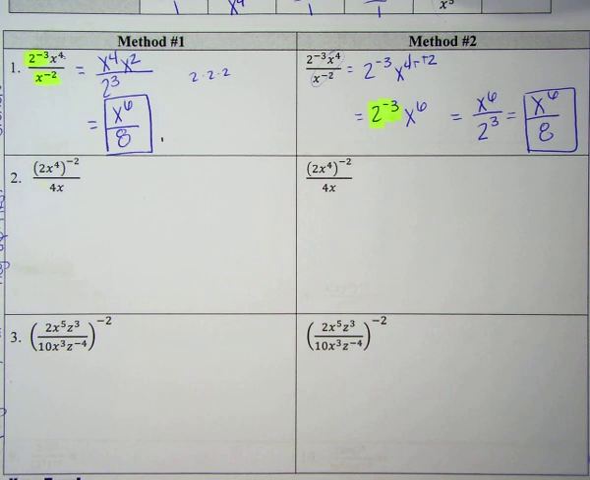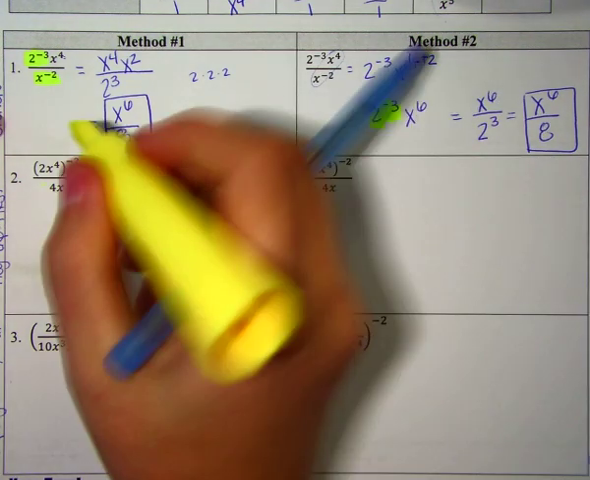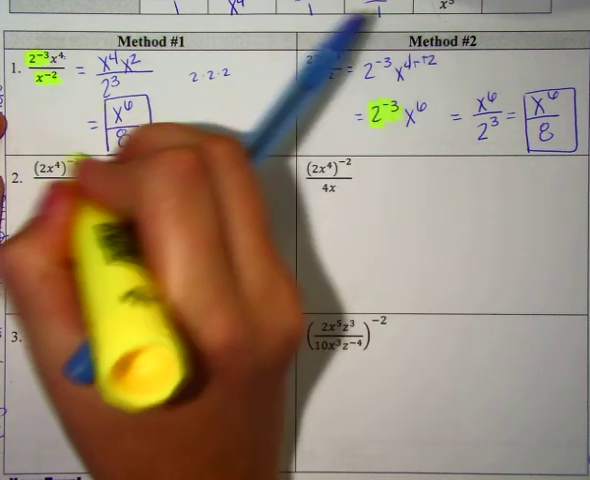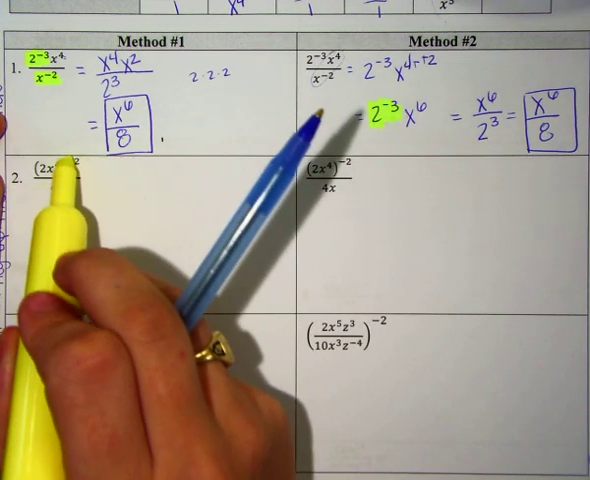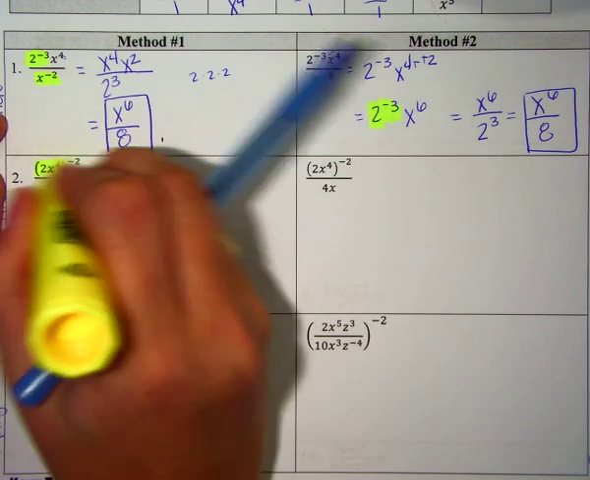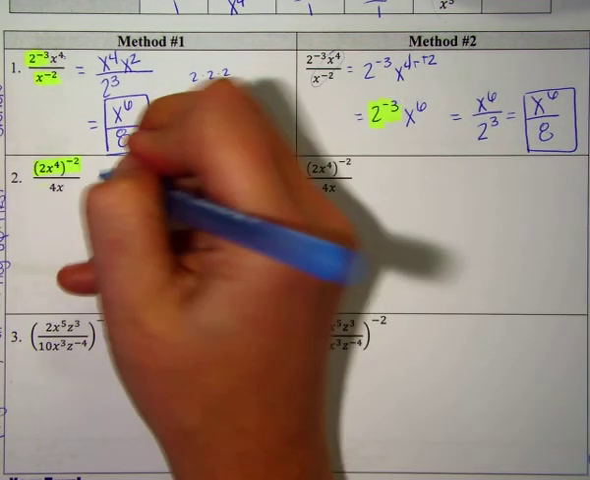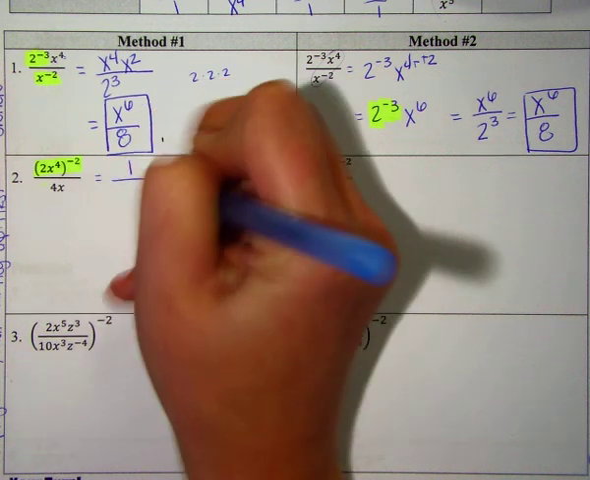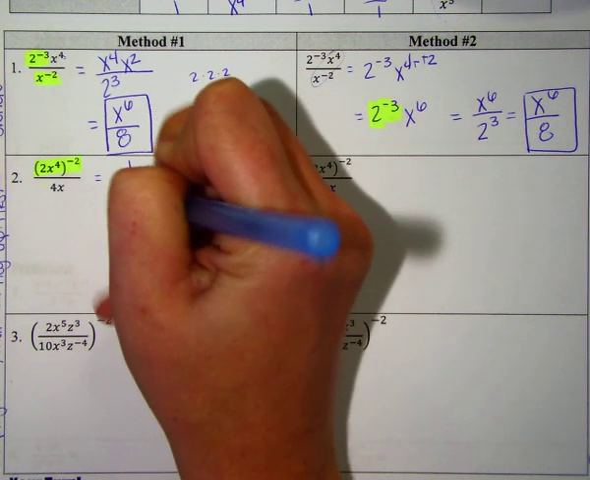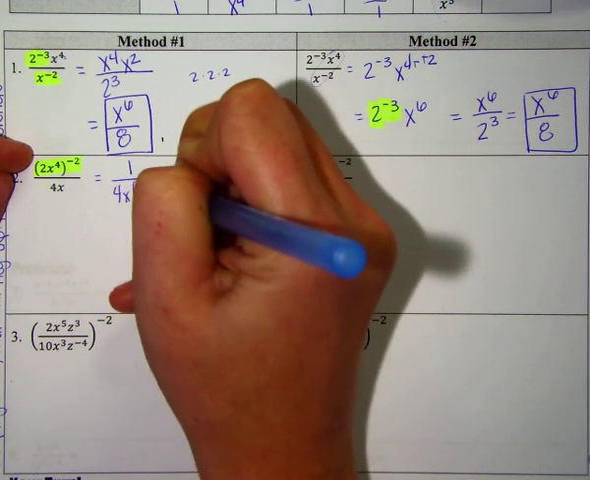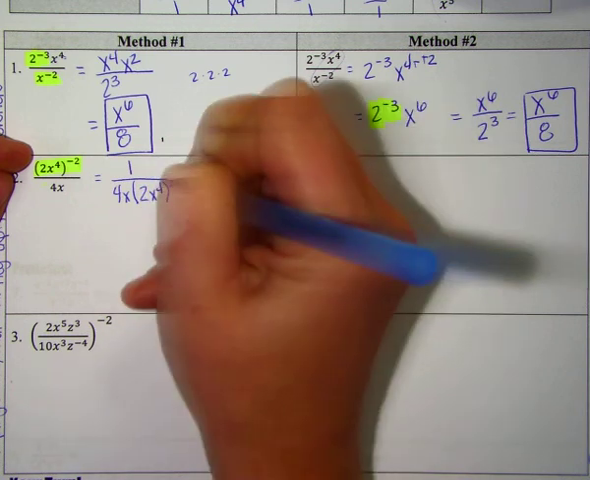All right, number 2. Again, the first thing that I like to do, and this is the basis, like what you should do, you see this negative exponent is applied to this entire thing. So I'm going to move that entire thing to the denominator. There's a 4x in the denominator already. Then 2x to the fourth to the second.